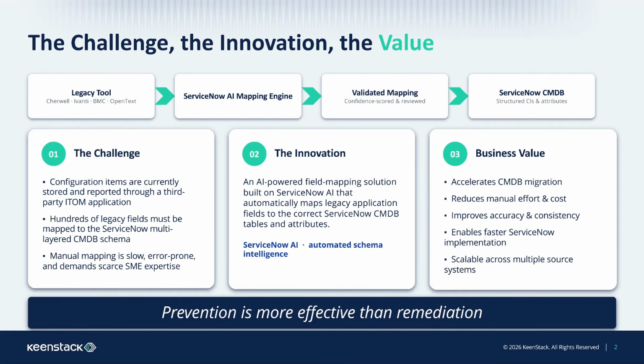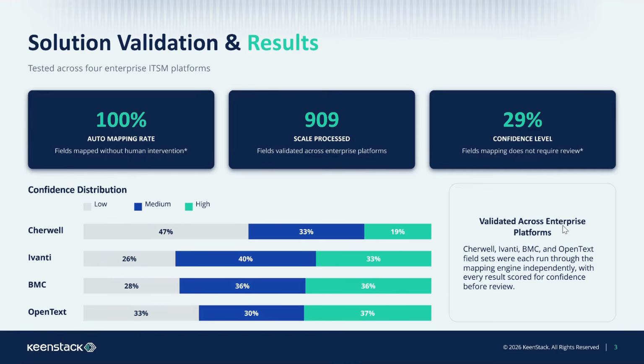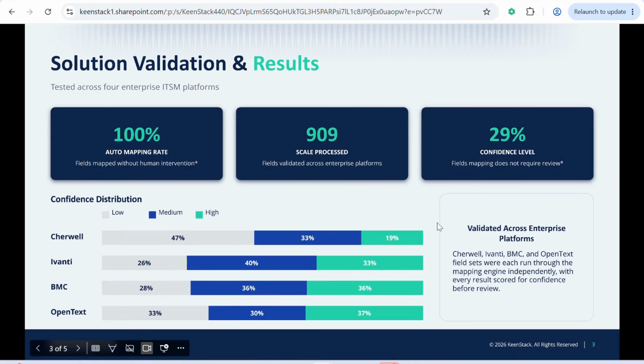To address that, we built the CMDB mapping assistant, an AI-powered accelerator that automates the first pass of this mapping exercise. The idea is simple. Give the assistant a legacy CMDB field catalog and let it analyze the data, identify the most appropriate ServiceNow CMDB classes and fields, and provide a confidence score for every recommendation. Instead of asking a SME to start from a blank spreadsheet, we give them an intelligent starting point. Let's see how it works.